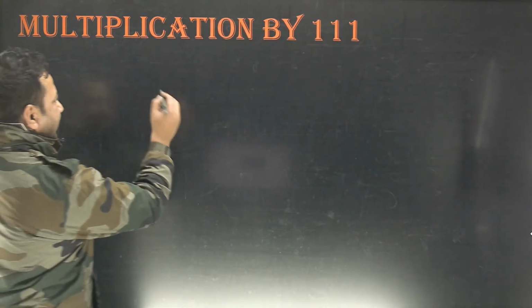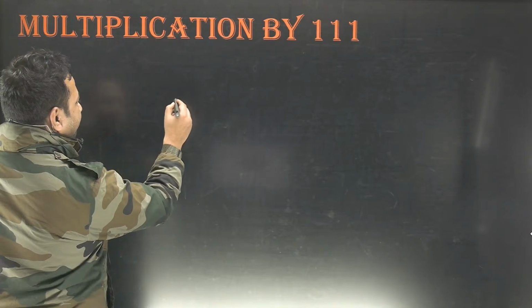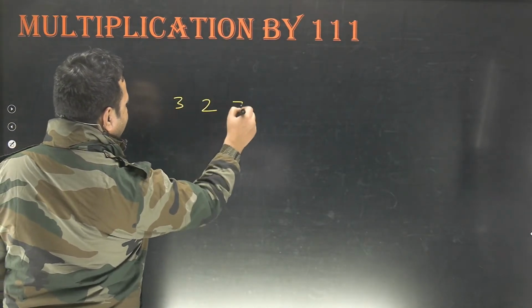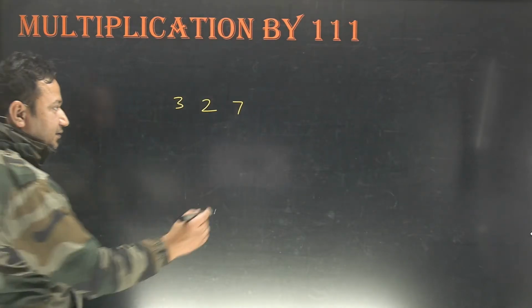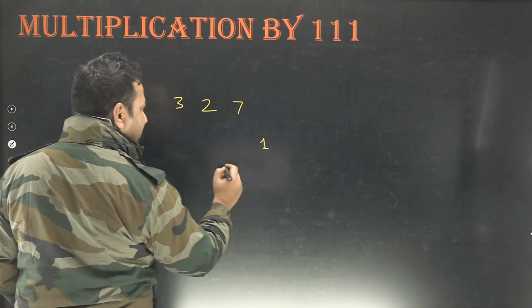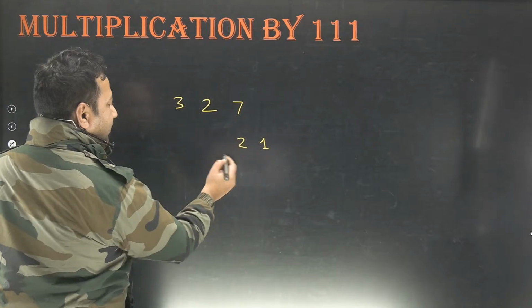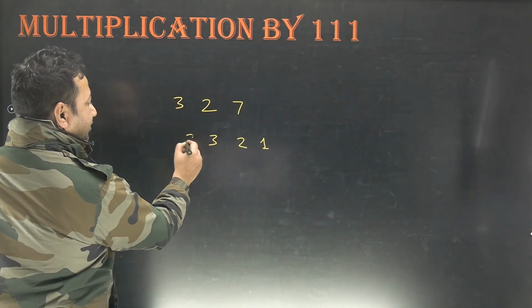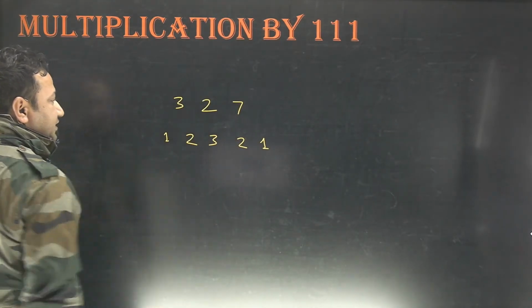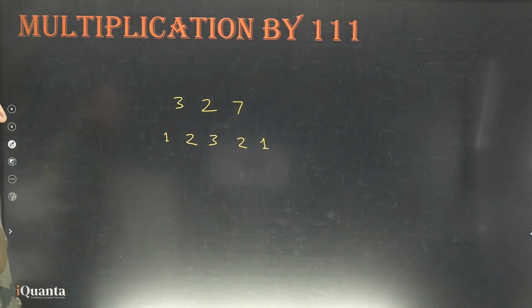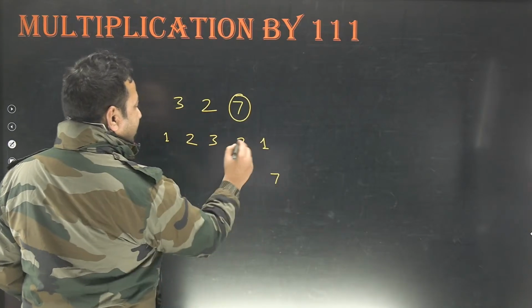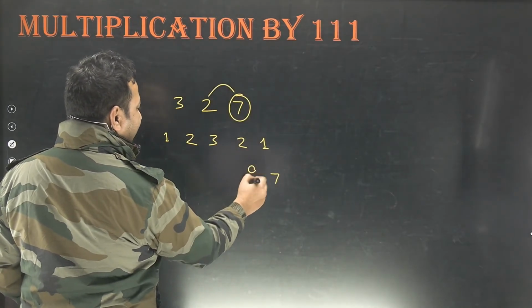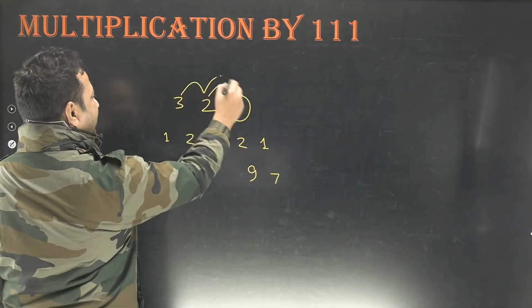So let us say that the number is 327. Okay, now look at this. Rightmost side, 1 digit, then 2 digits, then 3 digits, then again 2 digits, and then again 1 digit. So this is how it is going. All right. 1 digit, 7 we will write here. 2 digits, 2 plus 7, 9. 3 digits, 3 plus 2 plus 7, that is 12.